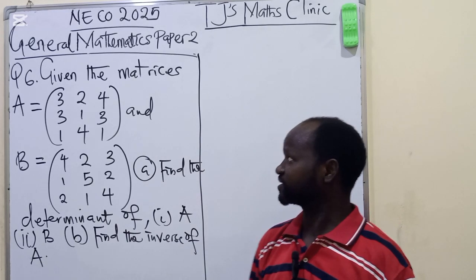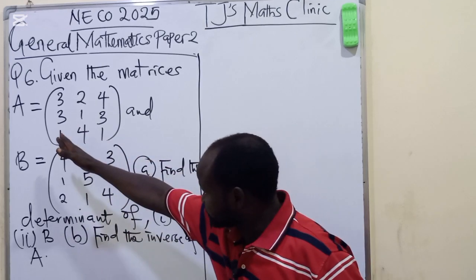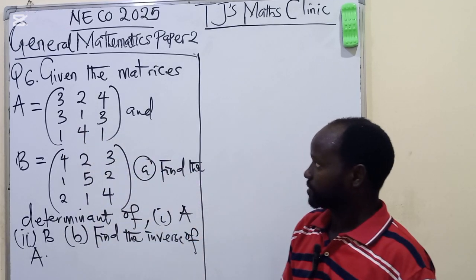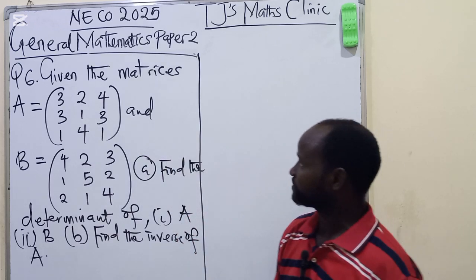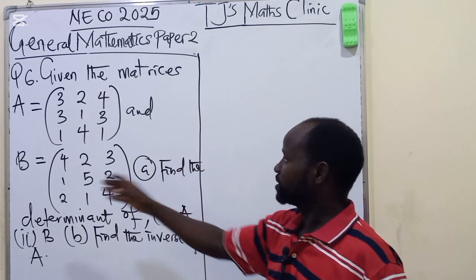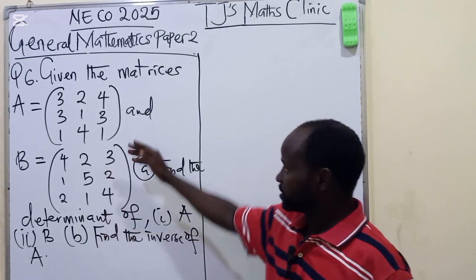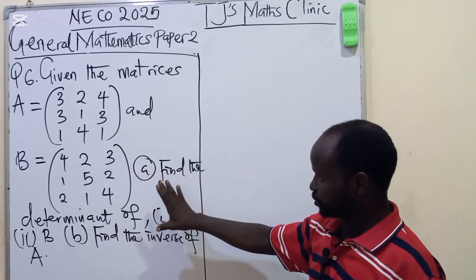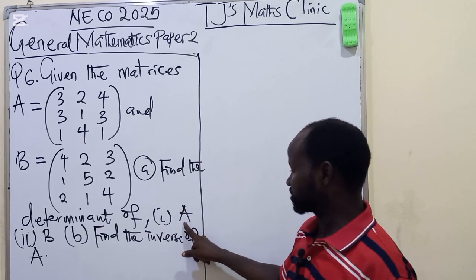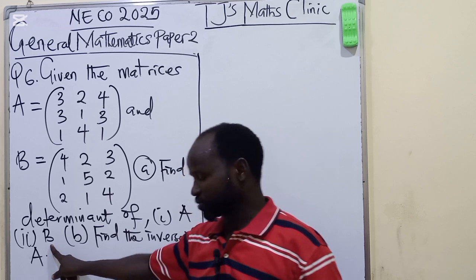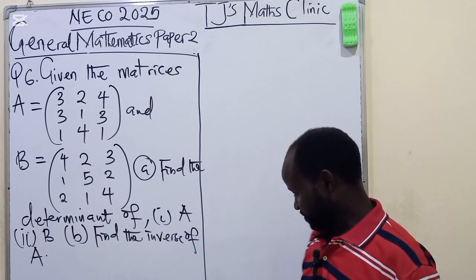The question 6 reads: given the matrices, we have matrix A as a 3 by 3 matrix with entries 3, 3, 1, 2, 1, 4, 4, 3, 1, and matrix B is given as 4, 1, 2, 2, 5, 1, 3, 2, 4. Question A: we are asked to find the determinant of A, and the determinant of B. Question B: find the inverse of A.